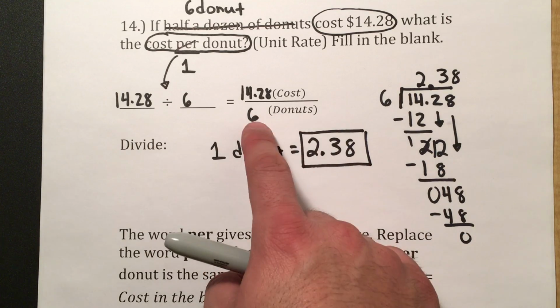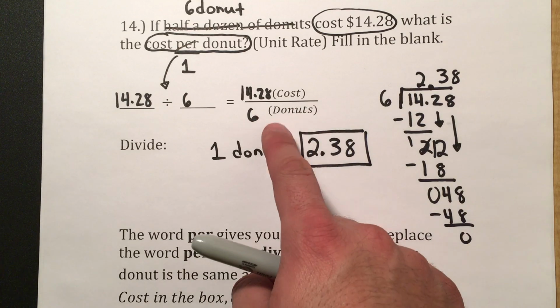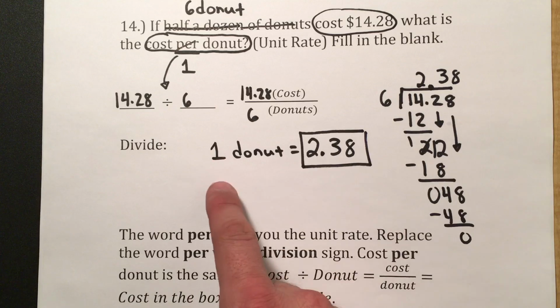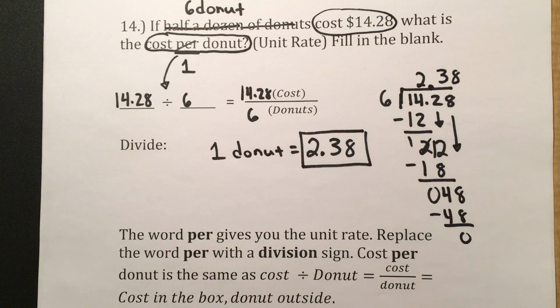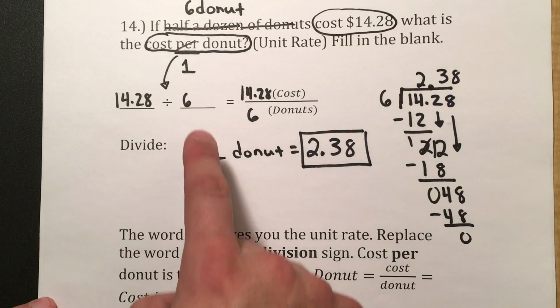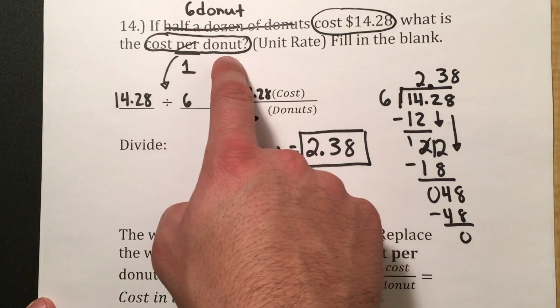And if we multiply 2.38 times 6, we should get back $14.28. So if 6 donuts cost $14.28, the cost per donut would be $2.38. But this is probably the most important part that we've got to remember. We're going to identify our unit rate. This is our unit rate, cost per donut.